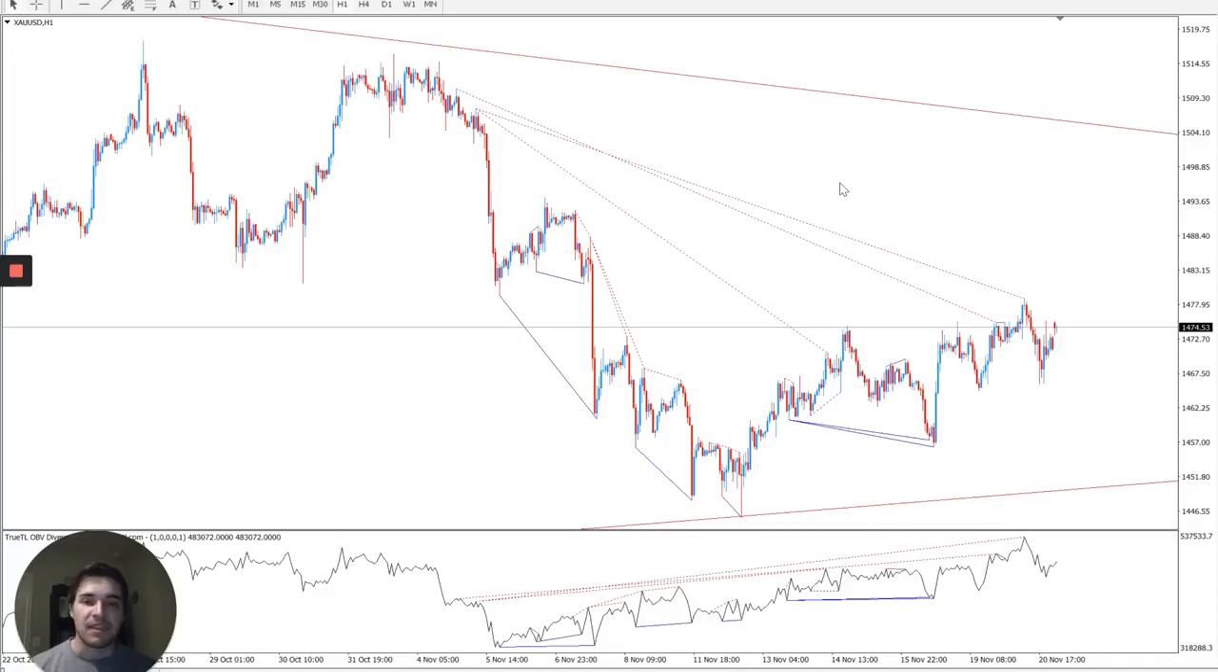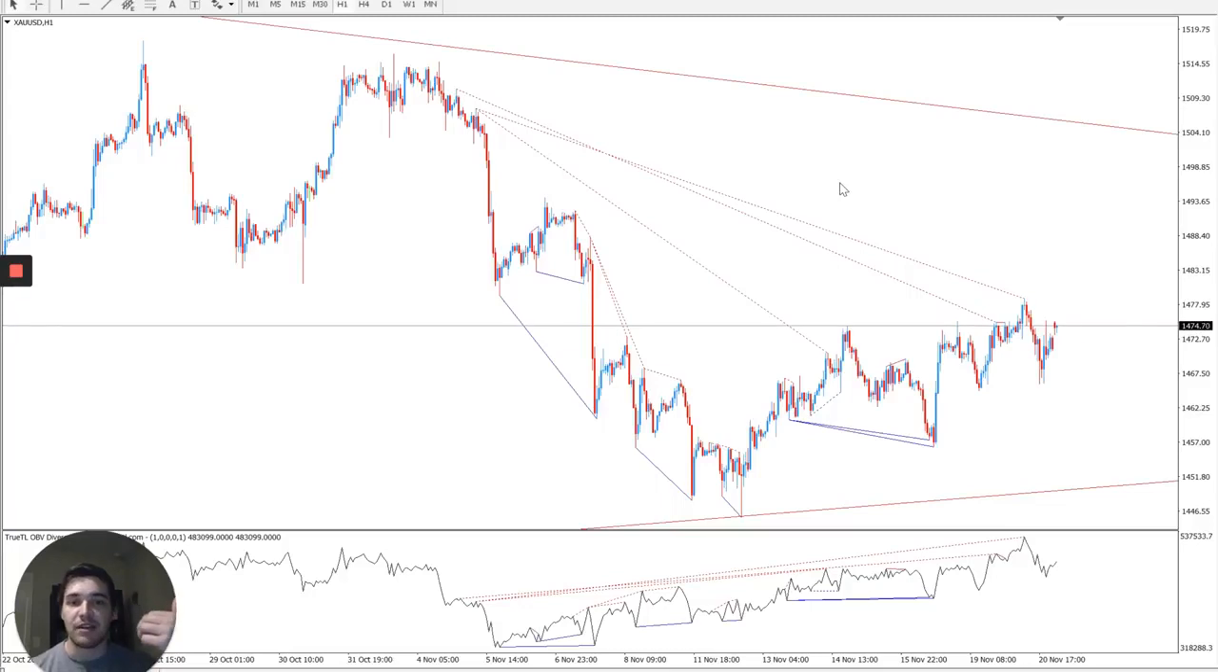Basically, to sum it up, it's like this. Divergence is when there is a difference between price action and whatever indicator you are using. In this case, I personally like to use the OBV indicator, which is on balance volume. So divergence goes like this.